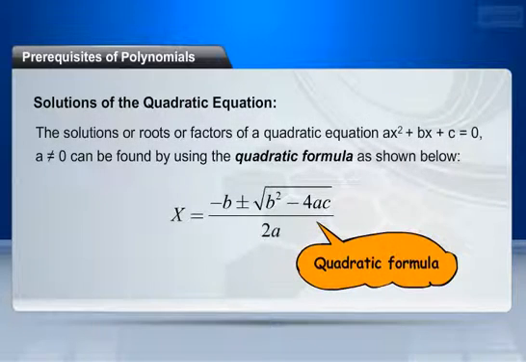Let's see the solutions of the quadratic equation. The solutions, or roots, or factors, of a quadratic equation, ax squared plus bx plus c equals 0, a is not equal to 0, can be found by using the quadratic formula as shown below. x equals minus b, plus or minus, square root of b squared minus 4ac, divided by 2a. This is known as the quadratic formula.